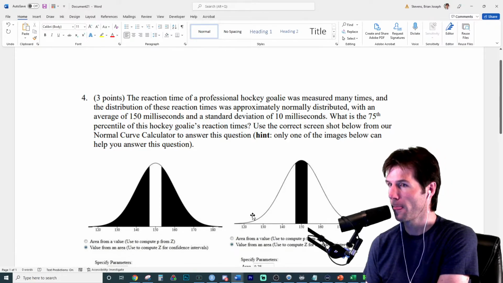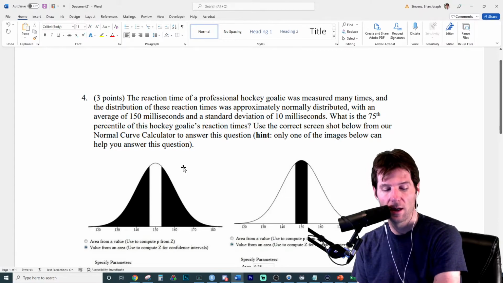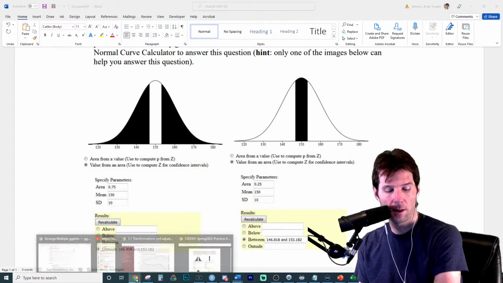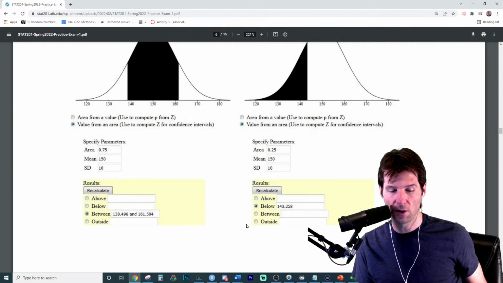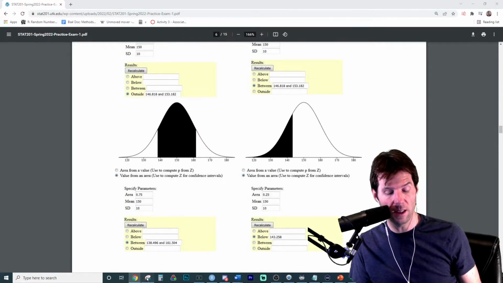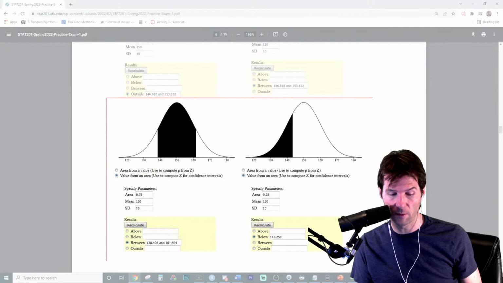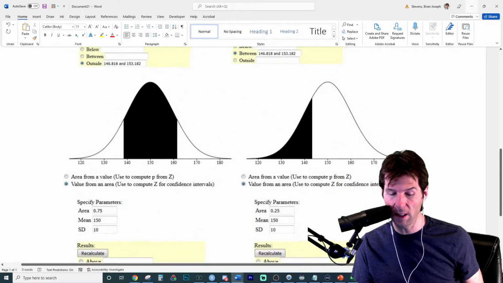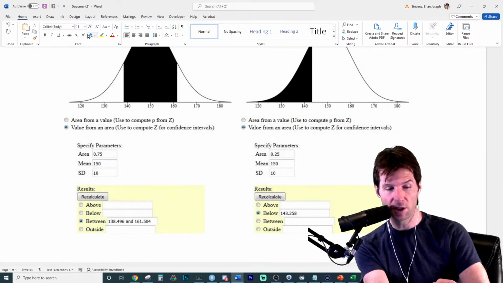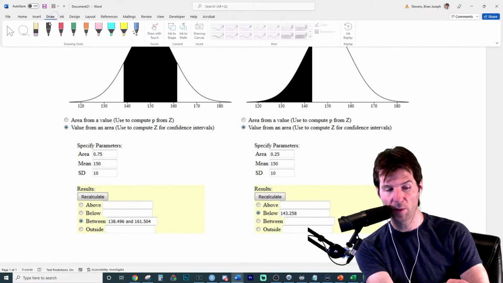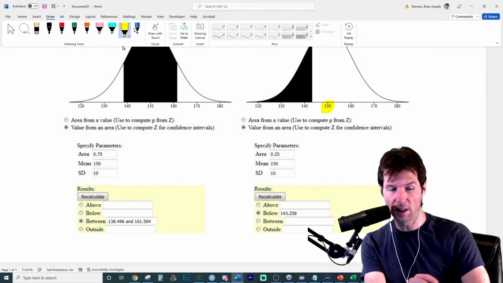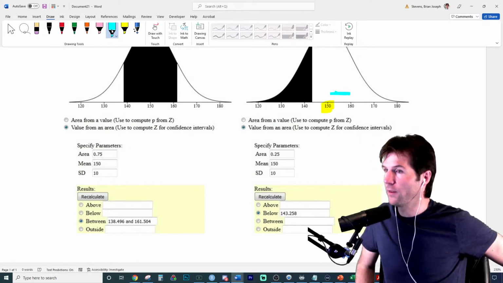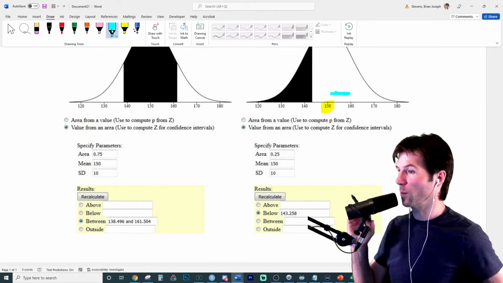So we are looking for the 75th percentile of reaction times on a curve with a mean of 150 and a standard deviation of 10. So far, all of these graphics look pretty accurate to me. So all of these graphics have the right mean and the right standard deviation. I'm kind of just bringing this over here to the right page so I can look at it all at one time. So all of these graphics have a mean of 150 and a standard deviation of 10. Does that make sense right here, Priya, that we see the mean of 150 and a standard deviation of 10 on all these graphics? So they're all the correct mean and standard deviation. But now I need to find the 75th percentile.